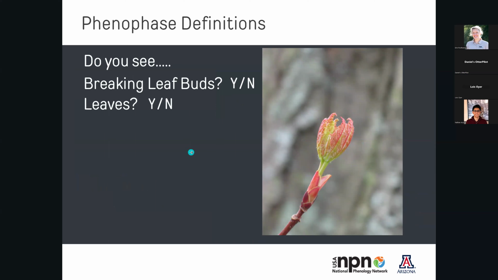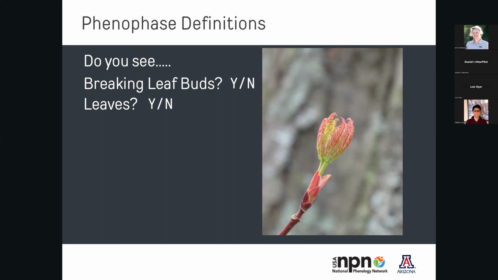All right, so you're like, yeah, that's easy enough. I know what a leaf is. Ha, that's what I thought too when I first started. I was like, surely I know what a leaf is. And then you go outside and you see this. So you're in your Nature's Notebook app and you're like, do you see breaking leaf buds? Yes or no? And you're like, I have no idea what I'm seeing here, right? Are you seeing leaves? I have no idea if this counts as a breaking leaf bud or a leaf yet.